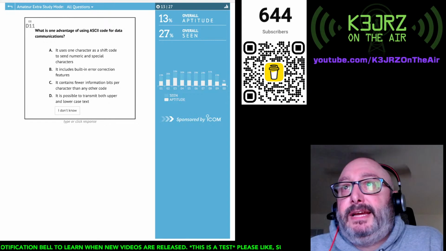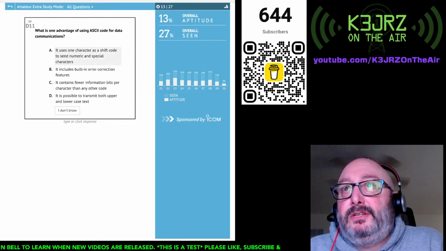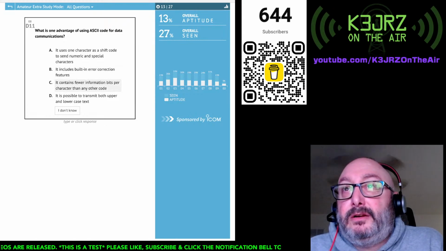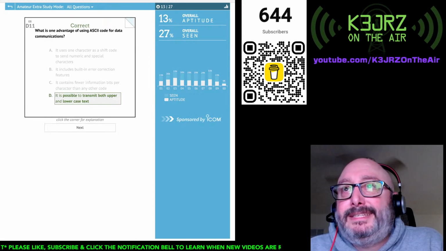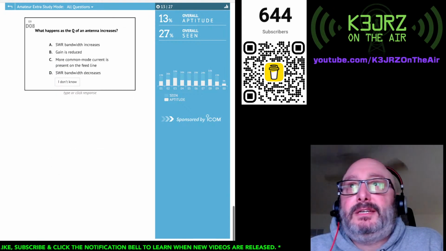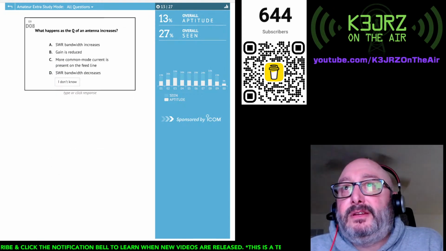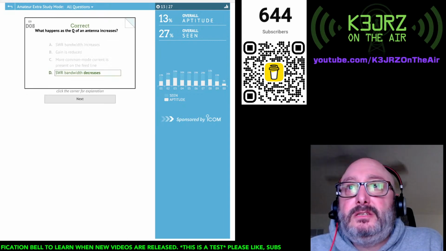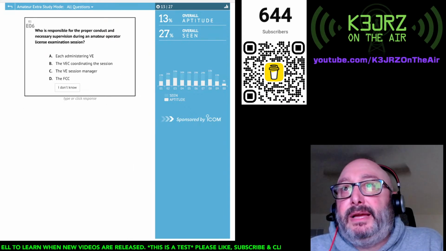One of the advantages of using ASCII code for data communication: uses a character as a shift code to access numeric and special characters, increases built-in error correction. So I know some of this stuff. What happens in the Q as antenna increases? Bandwidth decreases. Now it's just to get the stuff to stick in my head.